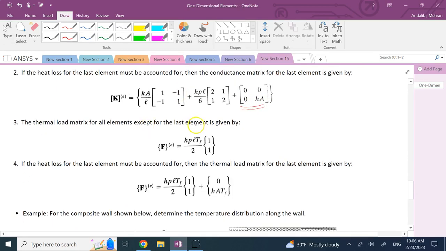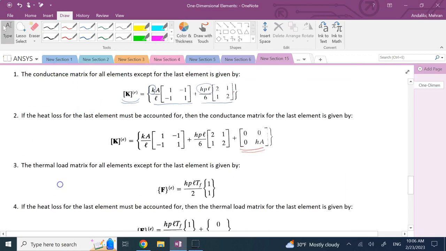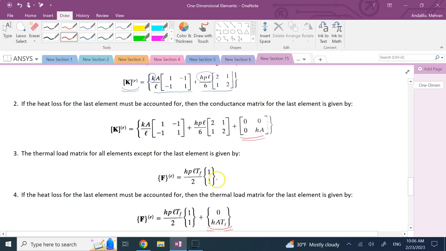Again, for all elements except for the last one, it is going to be HPL over 2, 1, and 1. For the last element, again, if you have to account for the heat transfer, you have to add something extra to it, which is this guy. If that is negligible, then you get rid of that. So these four formulas, you have to use them. But again, this one and this one are for all of the elements except for what? The last one.